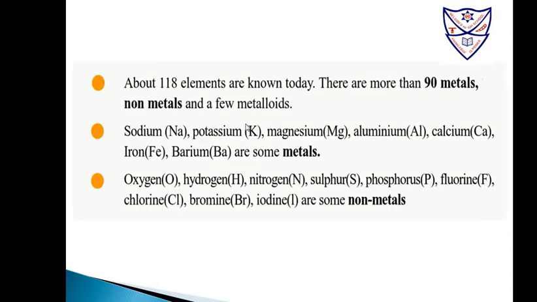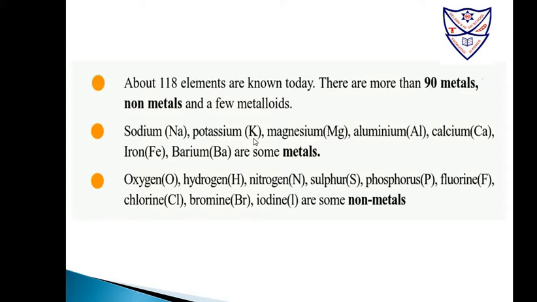There are a total of 118 elements in the periodic table, which was made by different scientists. You have heard about the periodic table. Its total is 118 now. There are more than 90 metals and non-metals, and a few metalloids.